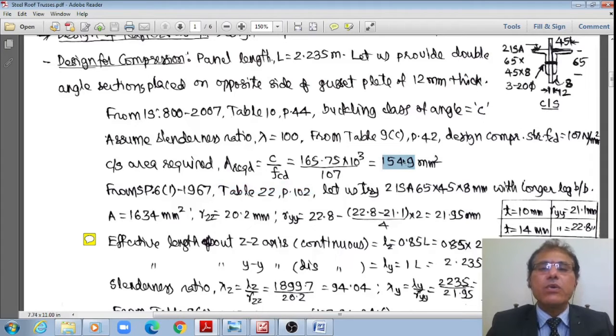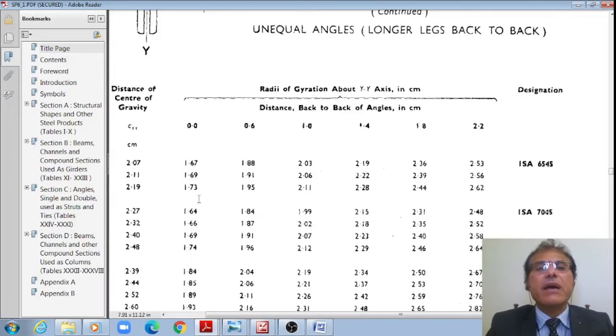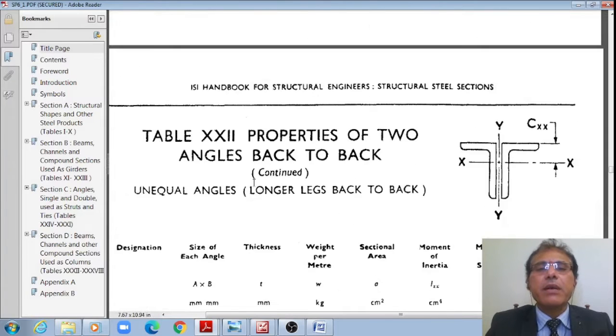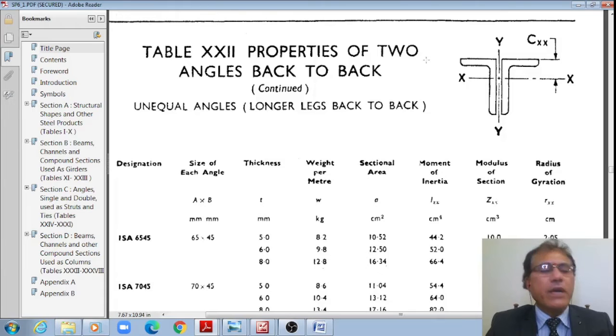However, as a student, you don't proceed with 1549, but you proceed with 1936 mm square. That section only you try to choose. However, I'm trying. Let me go to this SP6 page number 102. Yes, right. I'm there in this table 12, right? Where two angles back to back.